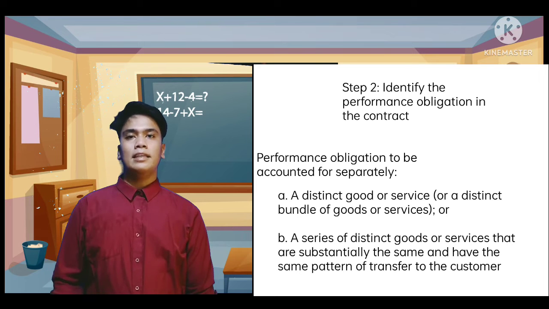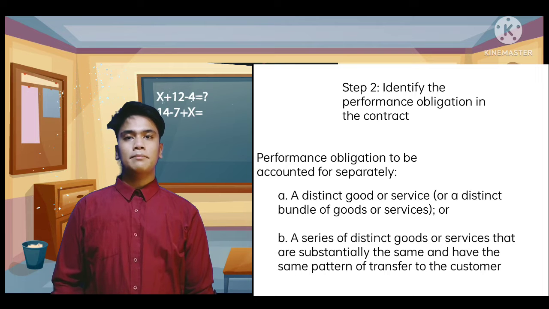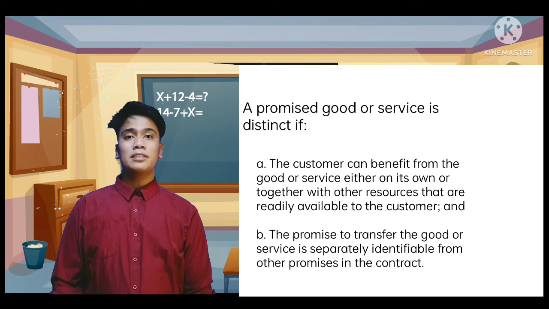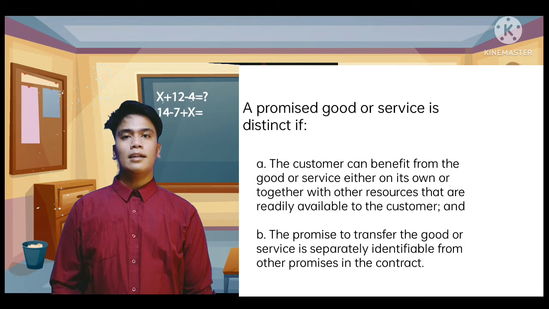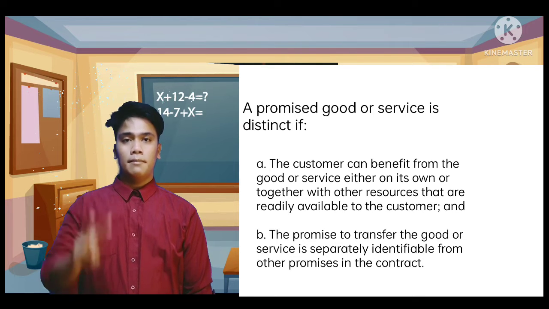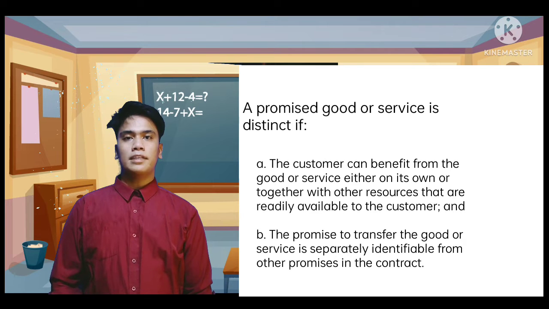Una, a distinct good or service, or a distinct bundle of goods or service. Pangalawa, a series of distinct goods or service that are substantially the same and have the same pattern of transfer to the customers. A promised good or service is distinct if, una, the customer can benefit from the good or service either on its own or together with other resources that are readily available to the customer. Pangalawa, the promise to transfer the good or service is separately identifiable from other promises in the contract.